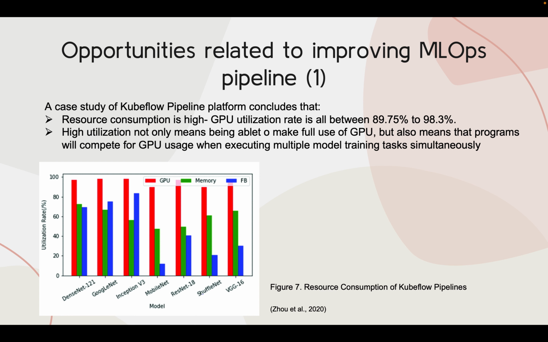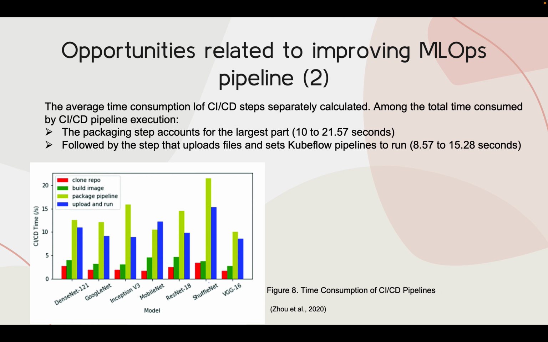High utilization not only means being able to make full use of GPU, but also means that programs will compete for GPU usage when executing multiple model training tasks simultaneously. So this also brings a problem for machine learning platform providers, which is how to improve memory and frame buffer memory utilization when GPU usage reaches a bottleneck. Another area of improvement is the time consumption of the CI/CD pipelines.